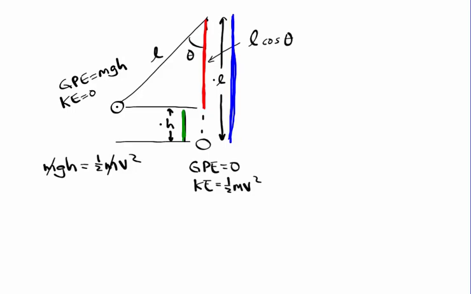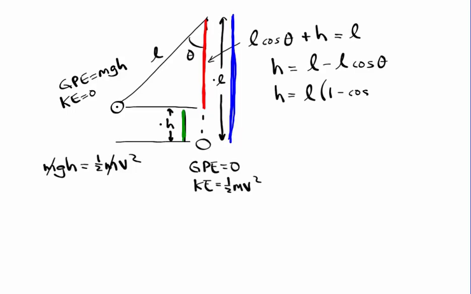And so the length L cosine theta, which is the red segment, plus H, which is the green segment, equals the blue segment, which is the length of the string. If I solve this for H, I get that H is equal to L minus L cosine of theta, which becomes L times 1 minus the cosine of theta. This guy will come in handy when you do anything that looks like a pendulum. There's a problem in your worksheet about Tarzan. Comes in handy there too.